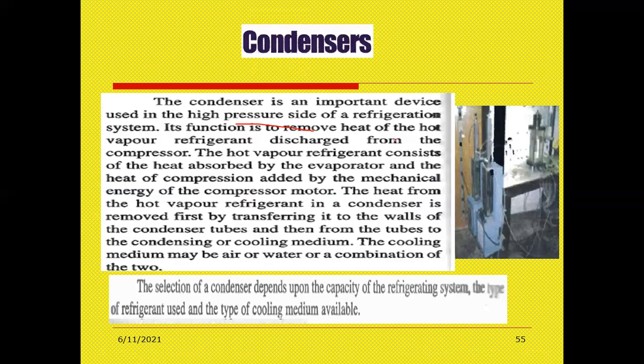The heat from the hot vapor refrigerant in a condenser is removed first by transferring it to the walls of the condenser. So how is the heat removed? The heat is removed layer by layer. First it is transferred to the wall of the condenser, then to the outside layer, the walls of the condenser tubes, and then from the tubes to the cooling medium. The cooling medium may be air or water or a combination of both.